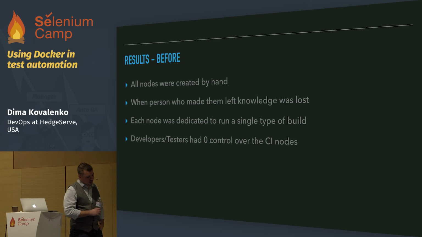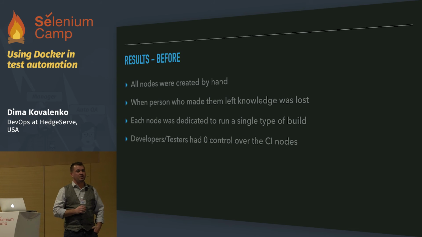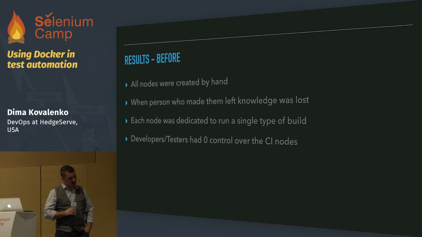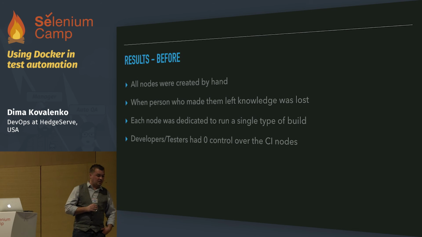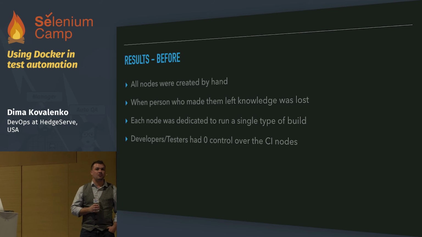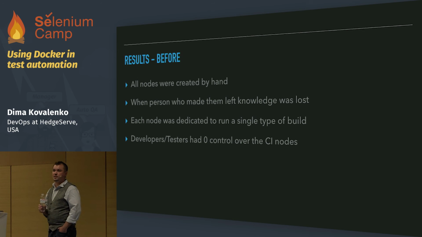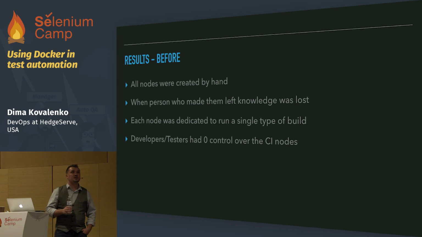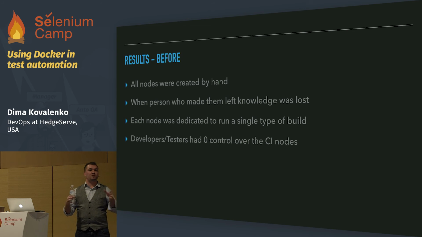So as I said before, before we started to Dockerize our builds, we had just a bunch of machines that were created completely by hand, which was a big problem because people kept on leaving, new people kept on coming in, and nobody knew what was where and how it worked together. Each node was dedicated to a single team, and you could only run one test at a time because you only had one node, and each node had its own database and its own connection, and you could not install multiple things on a single node to run things in parallel.